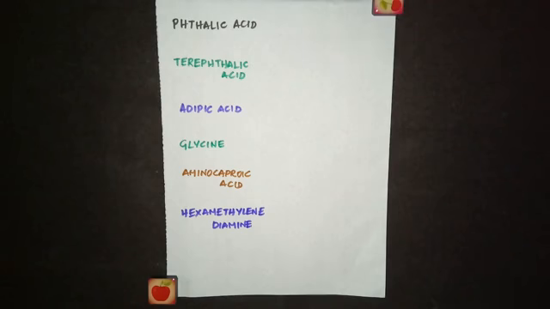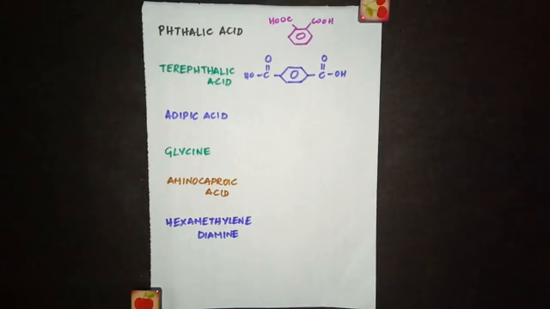Now I'll write and show you. So these are the structures of phthalic acid and terephthalic acid. Here the COOH groups are in the first and the second position. Here, first and the fourth position. We call this terephthalic acid, or benzene 1,4-dioic acid. 1, 2, 3, 4. Benzene 1,4-dioic acid.